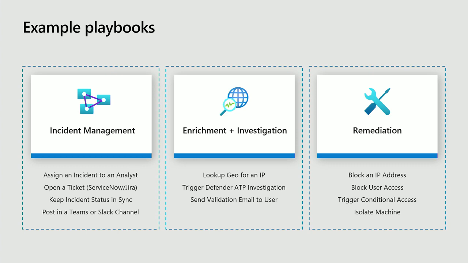And then finally, of course, remediation, which is also super important. So you can do things like blocking an IP address, maybe in your on-prem firewall, and in your endpoints using the Graph Security API, triggering conditional access, isolating a machine, those sorts of things.